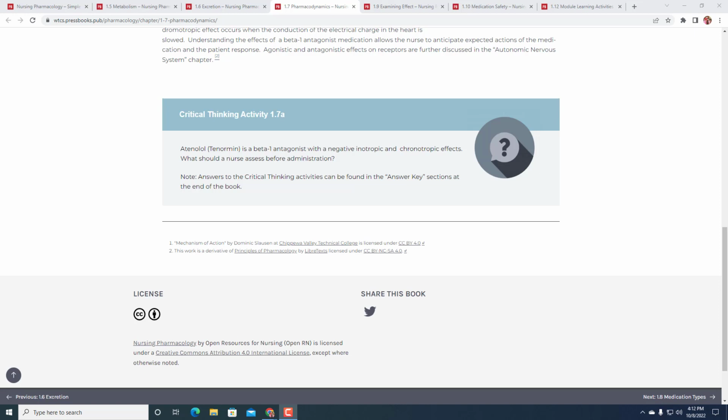So digoxin is a positive inotrope. Other ones include dopamine, dobutamine, adrenaline, noradrenaline. Those are positive inotropes increasing the strength of contraction. Negative inotropes include amiodarone, amlodipine, carvedilol, metoprolol, propranolol, ramipril, valsartan, those types of things.